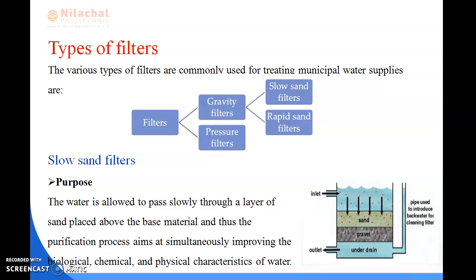So what is the purpose of the slow sand filters? We will be reading about the purposes, essential parts, efficiency, cleaning and working principle of slow sand filters. You can see here the diagram of the slow sand filter. This is the inlet, this is the outlet. The water enters here, and at the outlet the water flows outward. The water is allowed to pass slowly through a layer of sand which is placed above the base material, and which improves the biological, physical and chemical characteristics of the water.